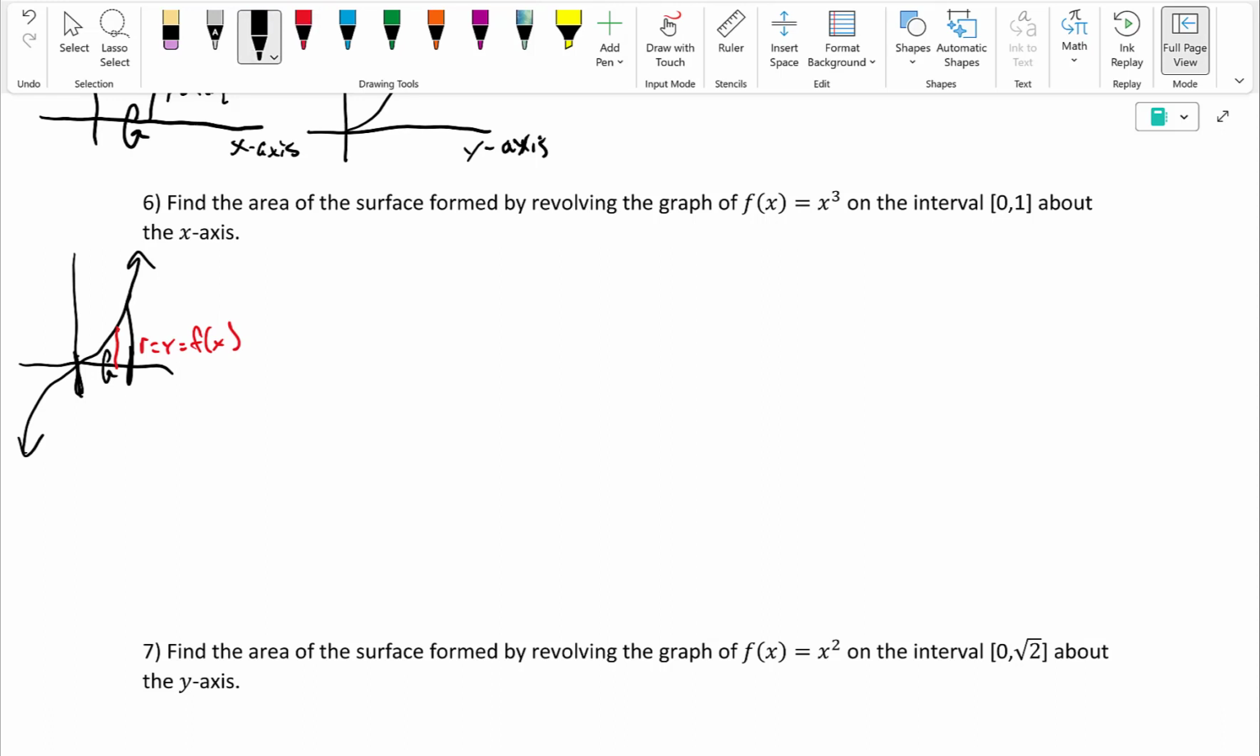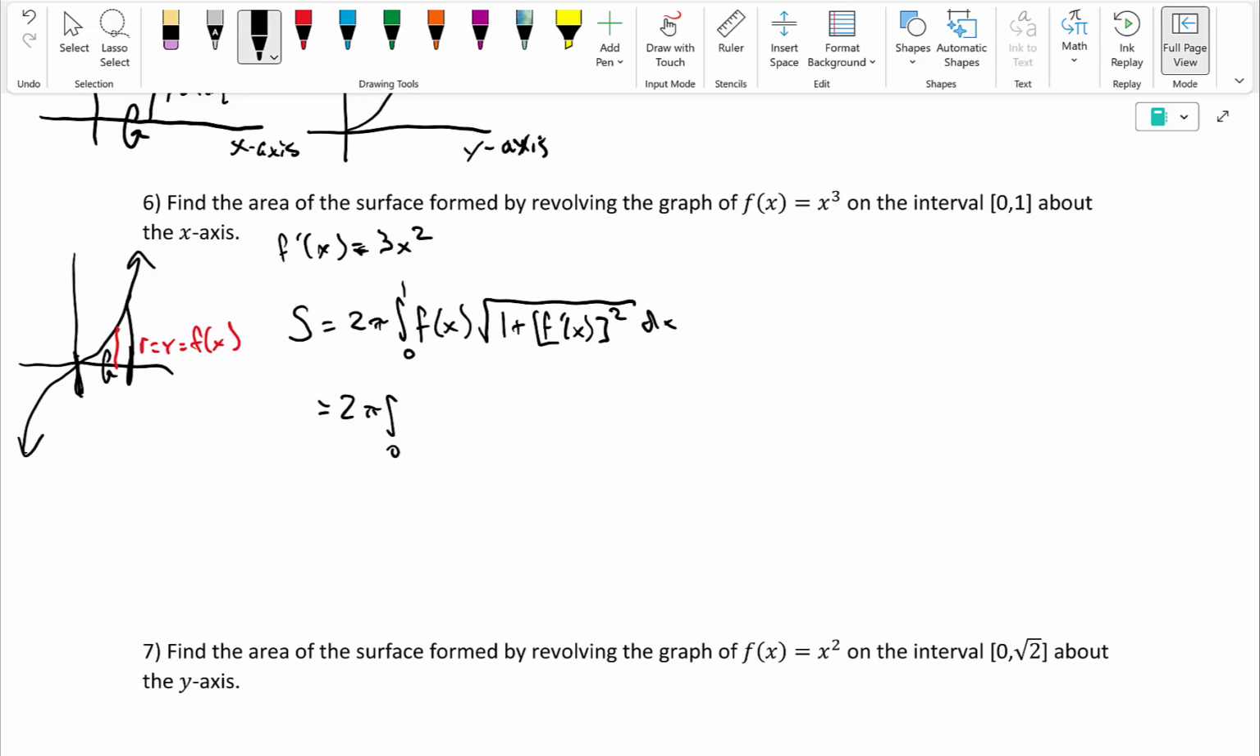Because we're still using arc length, we want to find f prime, same as we did in the last section. F prime of x here, if f of x is x cubed, would be 3x squared. And then we'll sub everything into our formula for surface area. So we're integrating, and here let's write the 2 pi out front: 2 pi integral from 0 to 1, f of x, that's our radius, times the square root of 1 plus f prime x quantity squared dx.